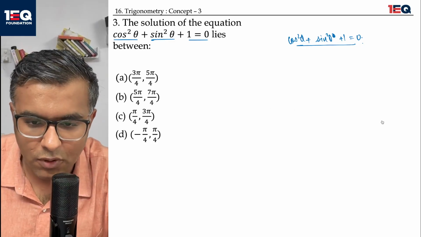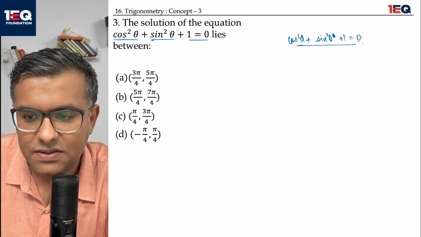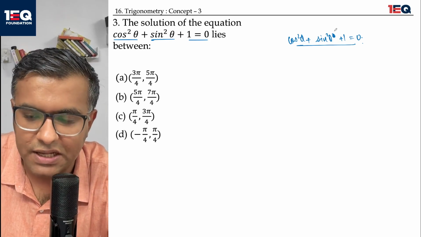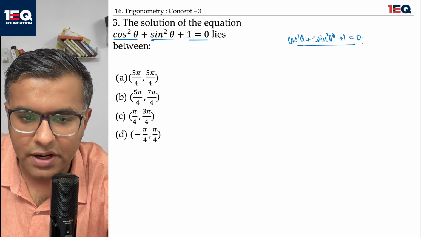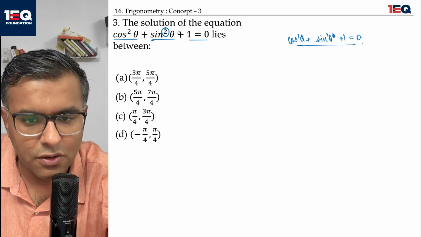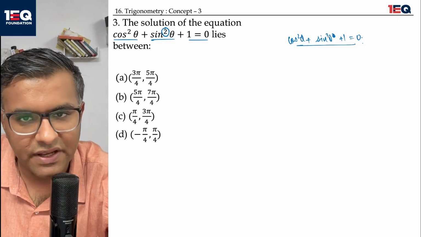Alright, there is a small glitch in the question. It says that cos square theta plus sine square theta plus 1 is equal to 0. I need to find out where the solution of this equation lies. So we have to solve it like a quadratic equation, and the glitch in this situation is that cos square theta plus sine square theta is equal to 1. So 1 plus 1 is equal to 2, which cannot be equal to 0. That will falsify the entire question.